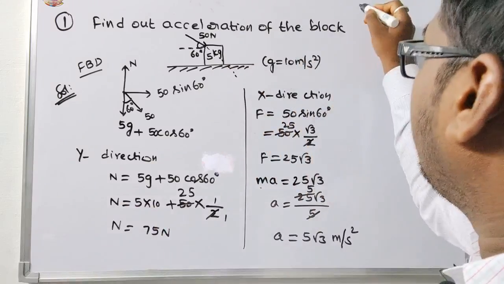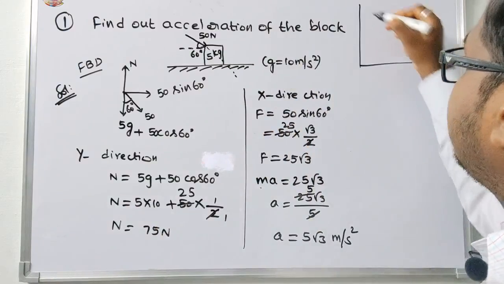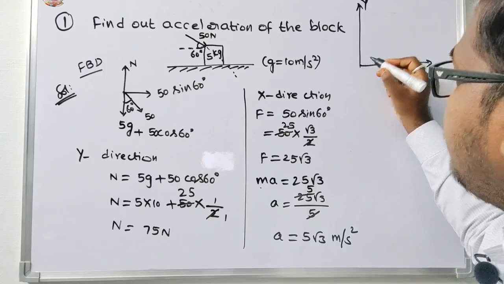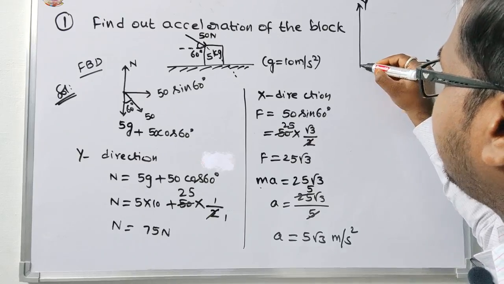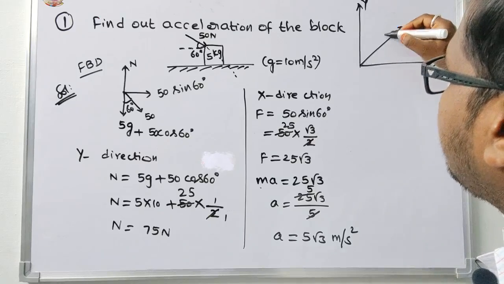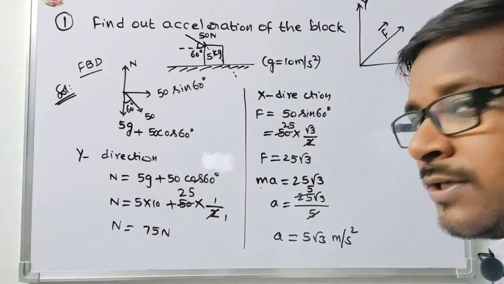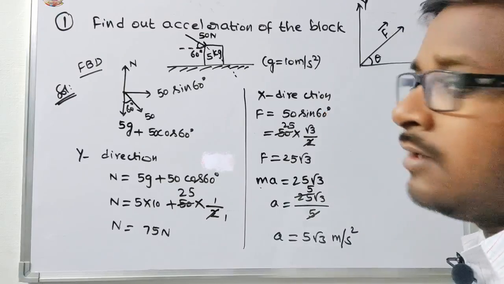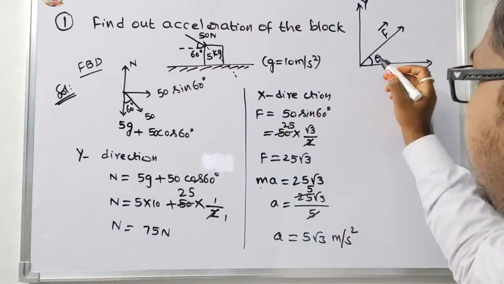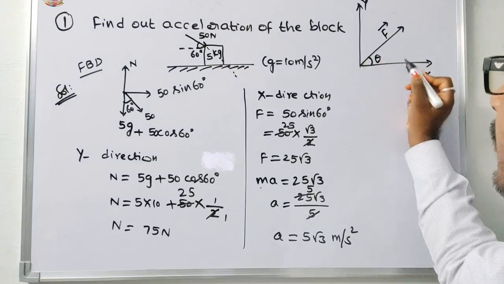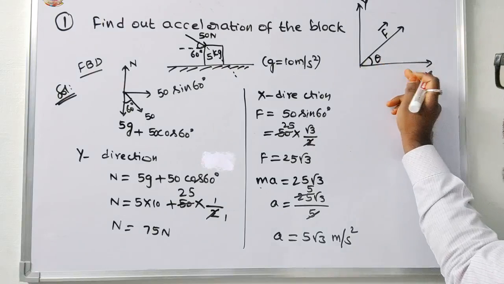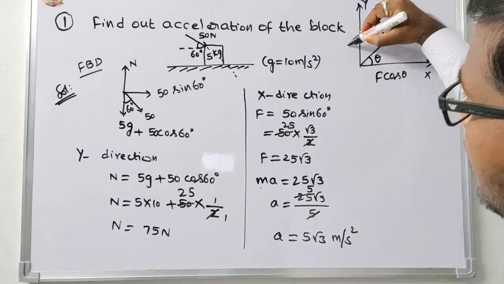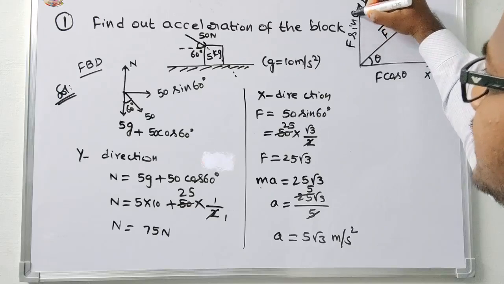For example, x-axis, y-axis. A force vector F bar is passing through the origin, making an angle theta. It is resolved into two components. The first one is the horizontal component, F cos theta. The vertical component is F sin theta.